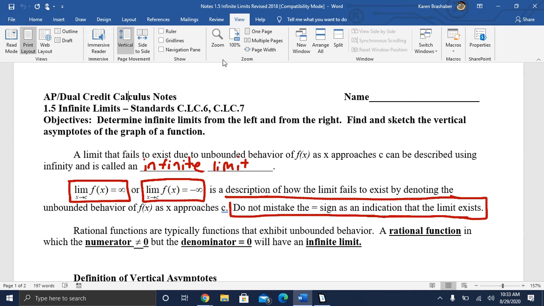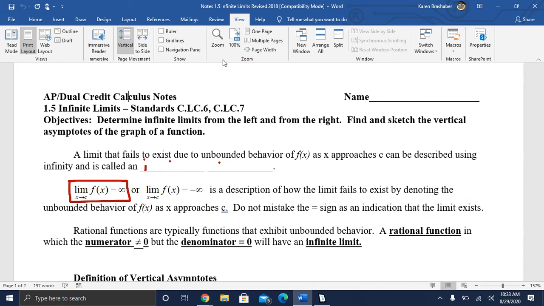So the types of functions that we typically see unbounded behavior for will be rational functions. And you'll know those algebraically when you encounter a numerator that does not equal 0, but a denominator that does equal 0. And at those places, we would see an infinite limit. So that leads us to a definition of vertical asymptotes. And although you are already familiar with the fact that vertical asymptotes occur, this is why they occur.